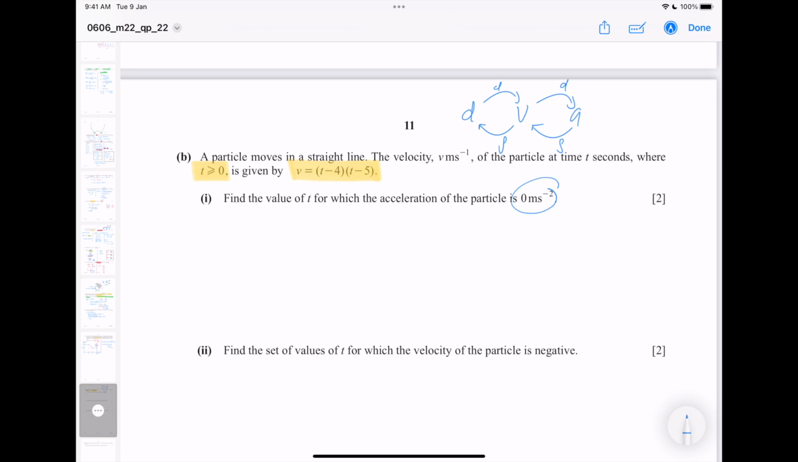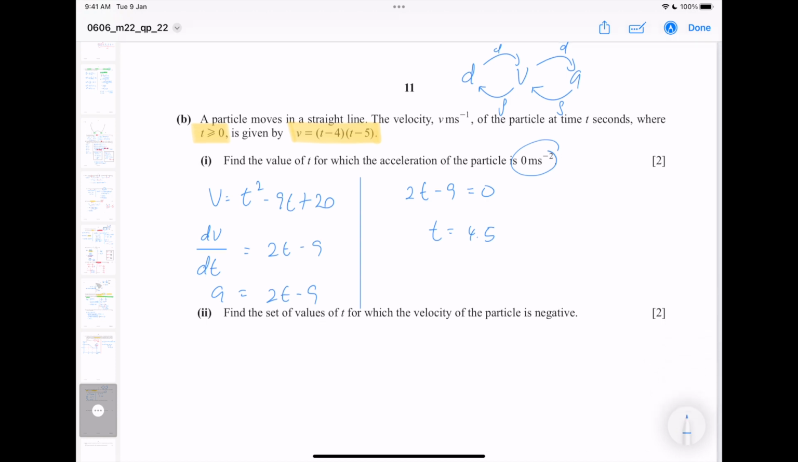Right. I have velocity. I want to get acceleration. I'm going to differentiate. Velocity equals t squared minus 9t plus 20. So dv/dt is going to be 2t minus 9. It told me that the acceleration is 0. So a equals 2t minus 9, and 2t minus 9 equals 0. t should be 4.5 seconds. Alright.